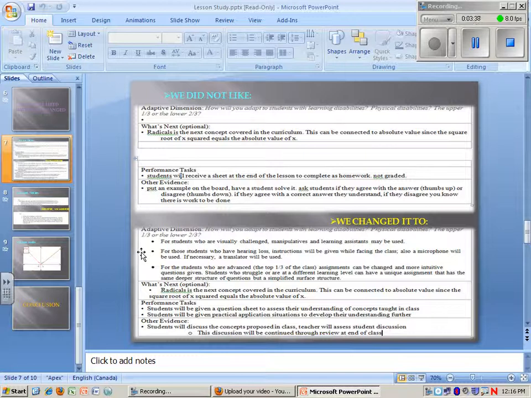For students in the top 1/3, the assignments would be changed to make them more difficult and more challenging. As well, for students who struggle, we may have to modify the assignment to their level. The other thing we changed was the performance task. Originally, students were to receive a sheet at the end of class to complete as homework, but not graded. We changed it to a question sheet to assess their understanding, and students will be given practical application situations to develop their understanding further. As well, Kyle had students showing their thumbs up or thumbs down to see if they understood what was going on.